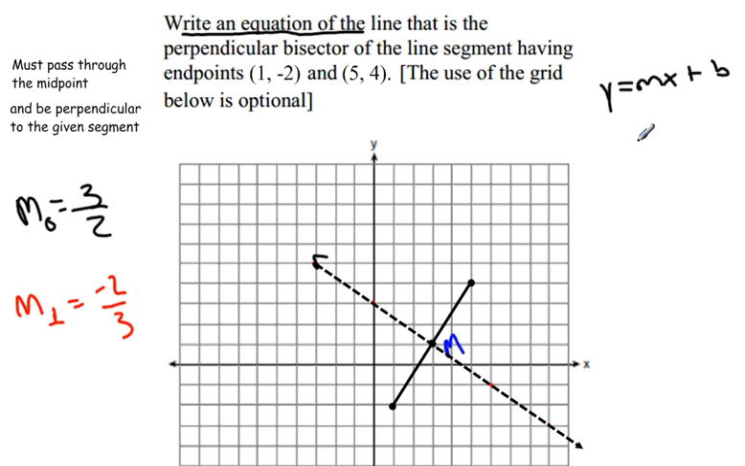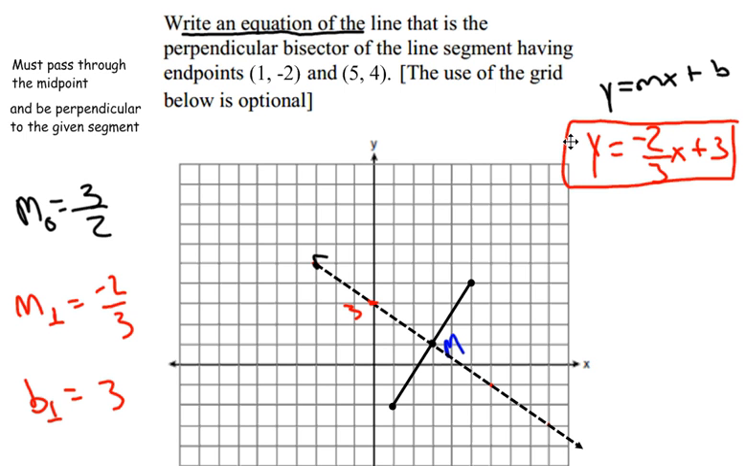So to write the equation of the perpendicular bisector, I need the slope, which I already have, and I also need b of the perpendicular bisector. B is over here. B is 3. So I'm going to use this to write the equation. So it's y equals -2 over 3 x plus 3. This is the equation of the perpendicular bisector. And you have to write the equation because that's what it's asking for.